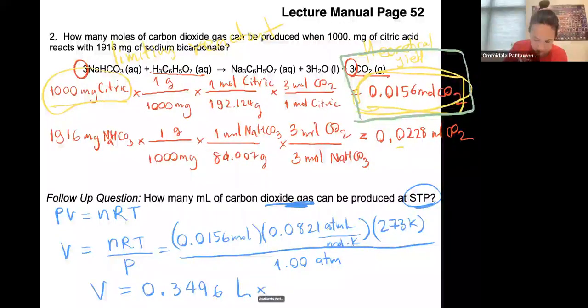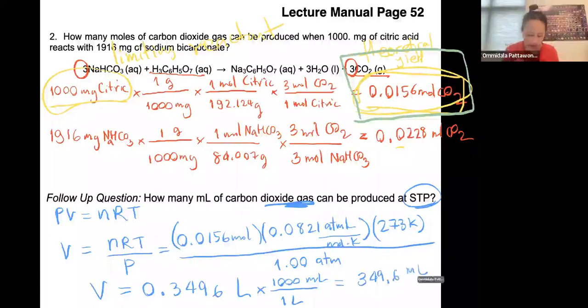So you are going to do one more step here. Every 1 liter equals 1,000 milliliters. So you're going to get 349.6 milliliters. In this case, the number of sig figs is going to be limited by the R value, right? This is 3 sig figs right here. This is also 3 sig figs as well. So in this case, we are going to round this up, and the final answer would come out to be 350 milliliters. This would be your final answer.